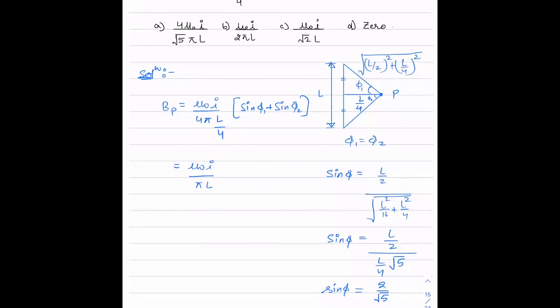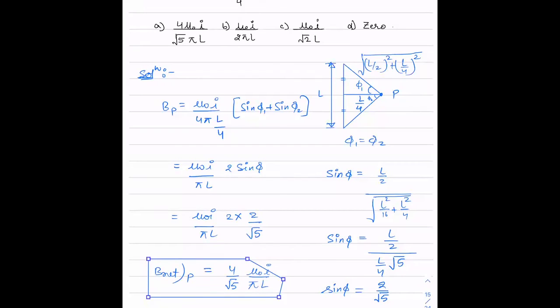Now, phi 1 and phi 2 are the same, so I can write it as 2 sine phi. Then it becomes mu naught I by pi L into 2 into 2 divided by root 5. So the net magnetic field at point P becomes 4 by root 5 mu naught I by pi L. This is the value.